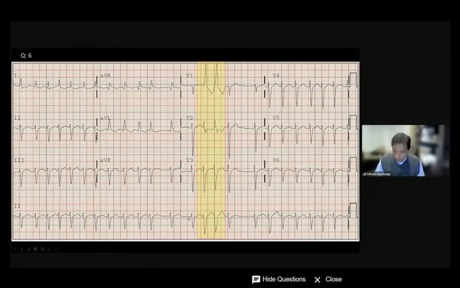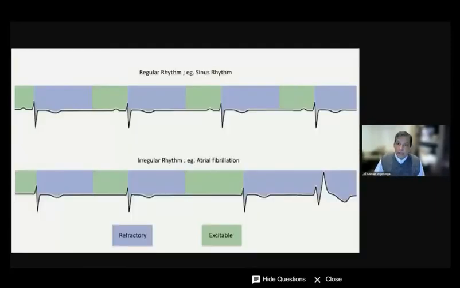So let's figure out what this is. This is a condition we call Ashman phenomenon. I think some of you must have heard of this, so let's dig into that. Ashman phenomenon is the same principle that I described earlier, but a little different. Let me explain that. In sinus rhythm, as I mentioned earlier, it's very simple.